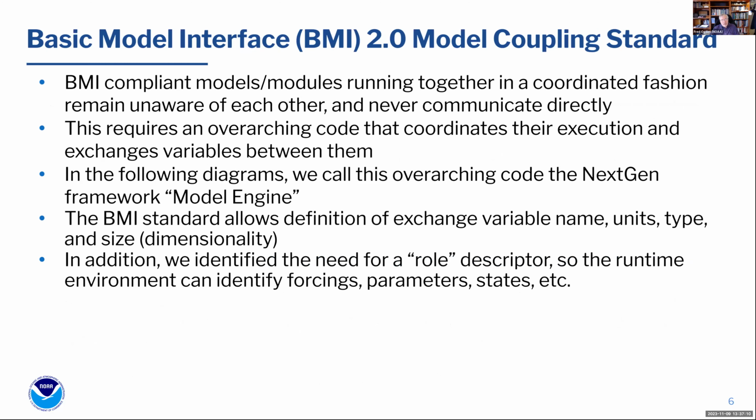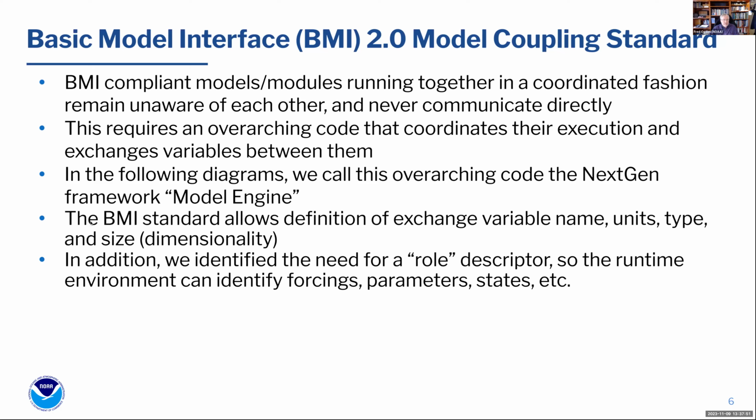The Basic Model Interface 2.0 model coupling standard has some characteristics. BMI compliant models or modules running together in a coordinated fashion remain unaware of each other and never communicate directly. This requires an overarching code that coordinates their execution and exchanges variables between them. I'm going to show you some diagrams. We call this overarching code the NextGen framework, and that is a typo. Sorry. That should say runtime environment, not model engine.